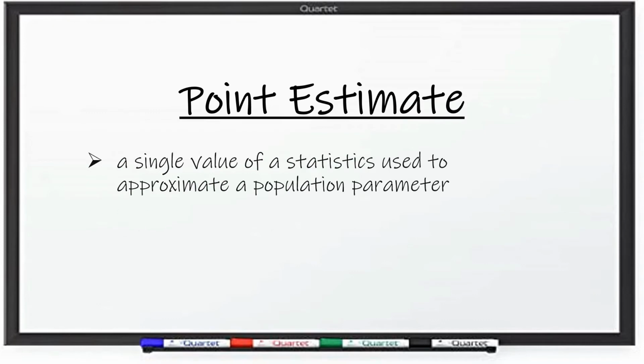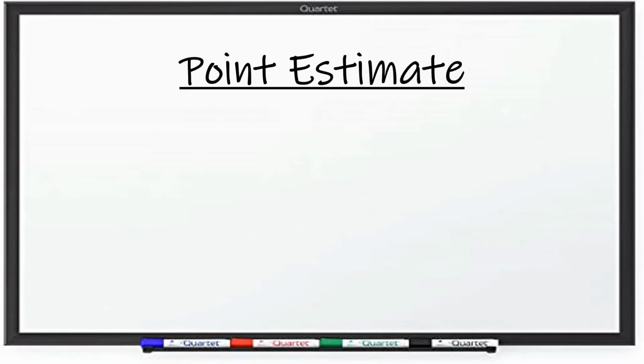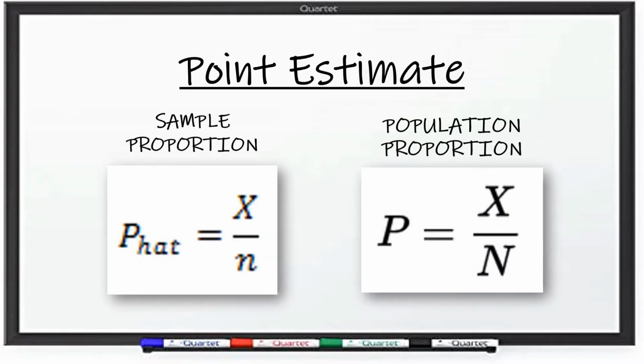A point estimate of a population parameter is a single value of a statistic. It is a single value used to approximate a population parameter. Sample proportion is considered the best point estimate of the population proportion P. The formula of point estimate has two types, for sample proportion and for population proportion.